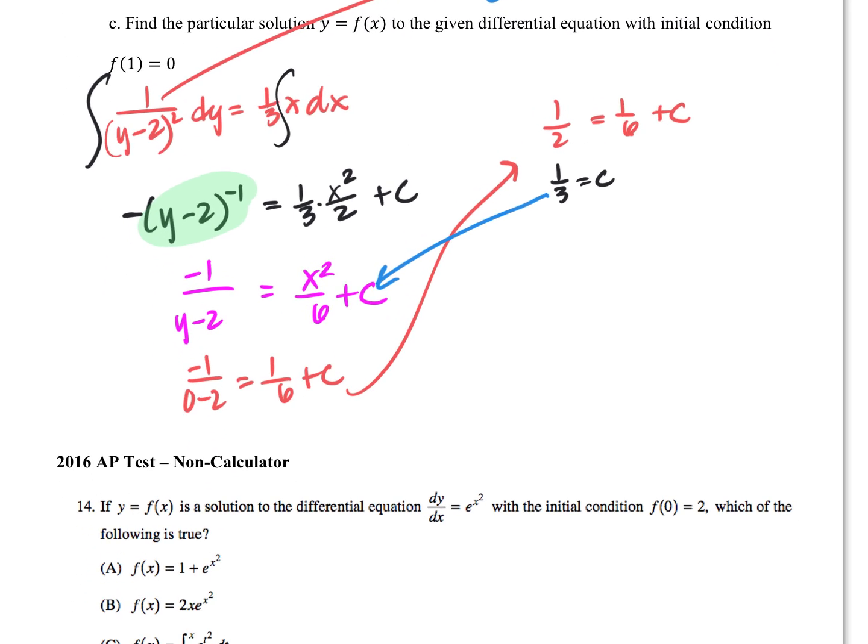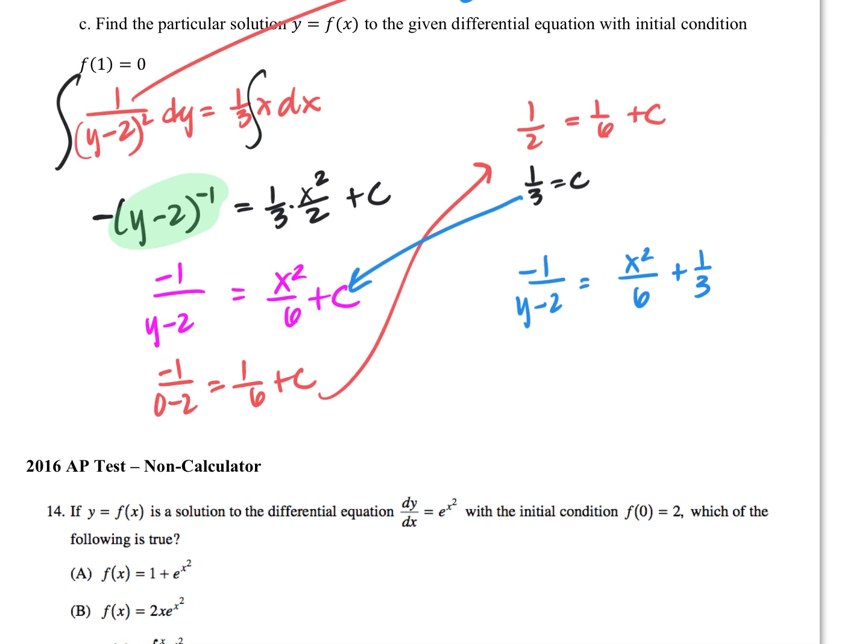Because that already had the y with a positive exponent. So we've got negative 1 over y minus 2 is x squared over 6 plus 1/3. Guys, our answer is going to be hideous. It's going to be very ugly. And who cares? Because it is free response.